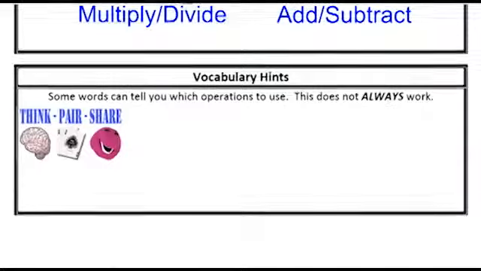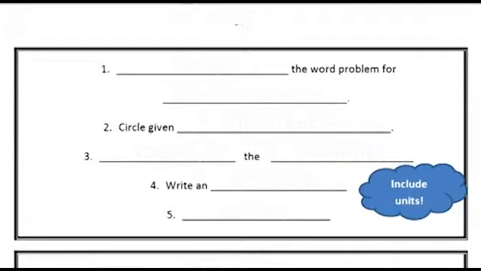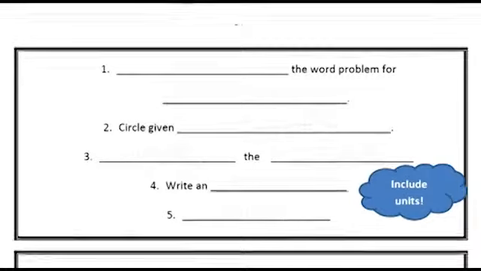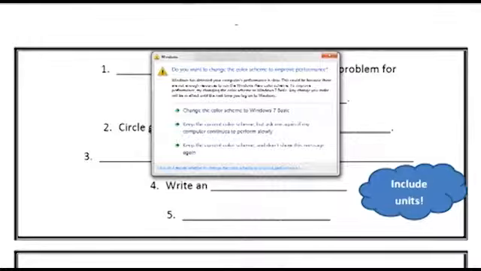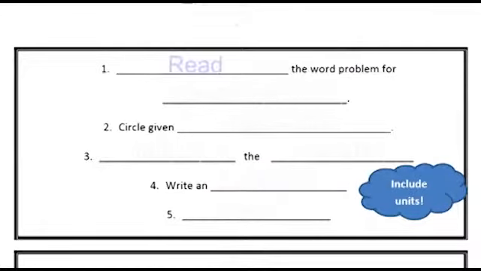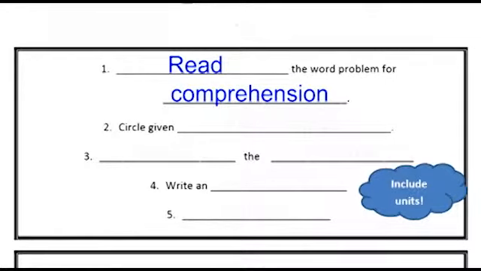Here is our word problem method. These are the steps you will follow every time you solve a word problem. I hate that I have to use this first step. You have to read the word problem for comprehension. Treat it like English class. Read it, understand it, be able to summarize it in your own words.